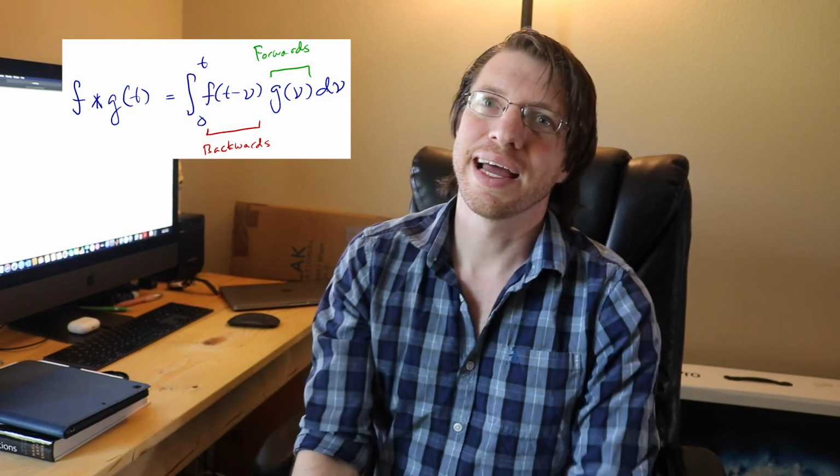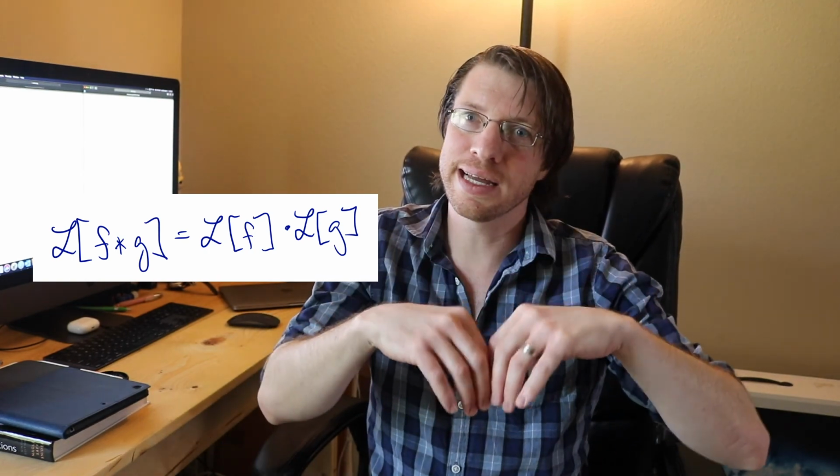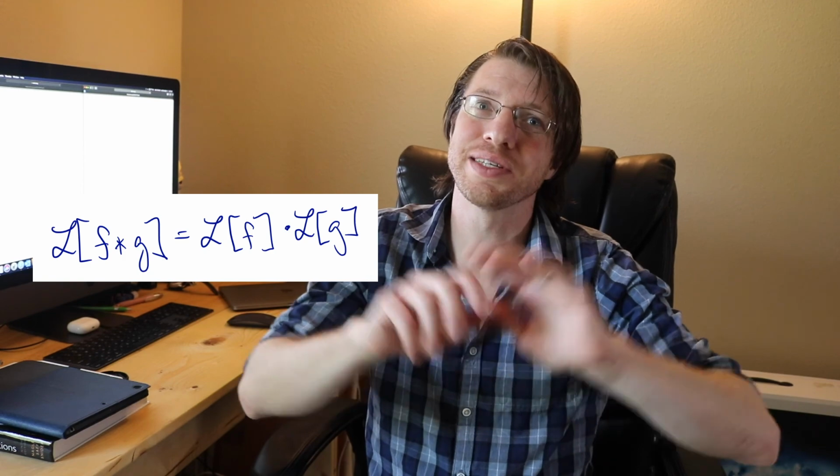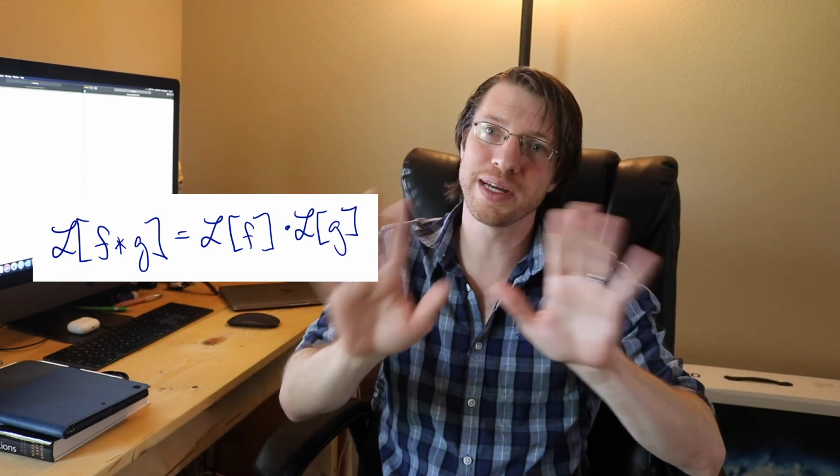And what's nice about this special function that we're making, this convolution, is that it works really nicely with the Laplace transform. What the Laplace transform does to a convolution is it takes the Laplace transform of the convolution and turns it into the product of Laplace transforms of the two individual functions you started with. And so that makes things a lot easier for doing things like inverting Laplace transforms.